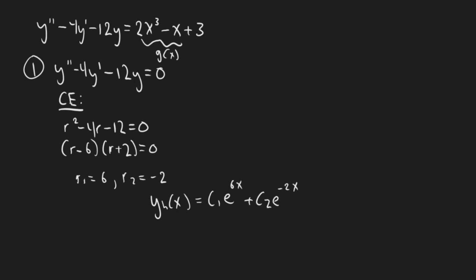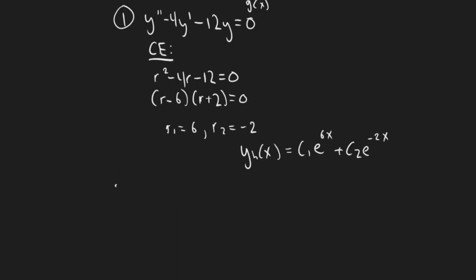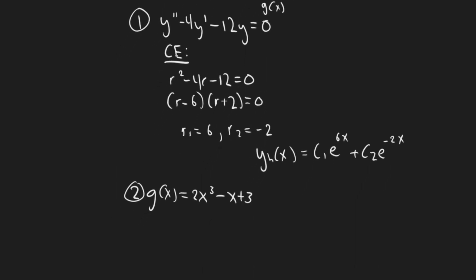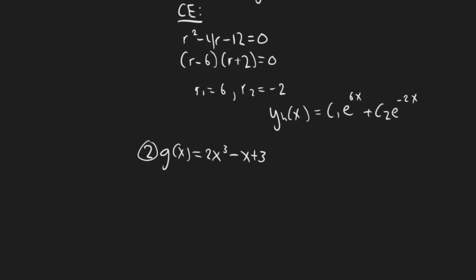And so now we need to move on to step 2. So step 2 is always going to be writing the expected form of the solution. So in this case, g of x equals 2x cubed minus x plus 3. So we need to write a guess or the expected solution with that same order of 3. So it's going to be ax cubed, and even though g of x doesn't have an x squared term, our expected solution can't skip any orders.